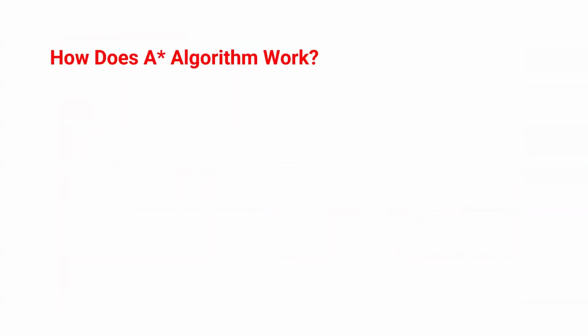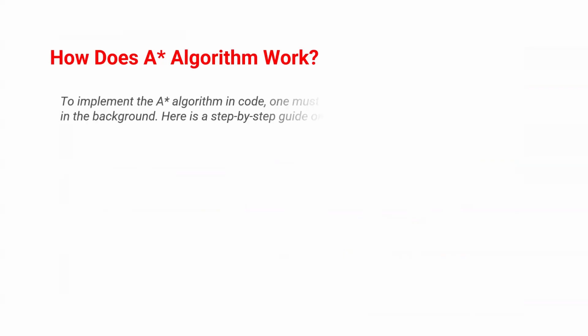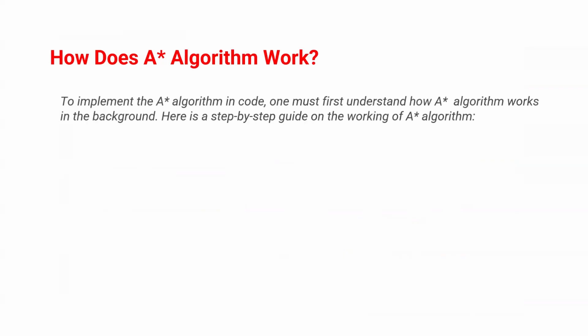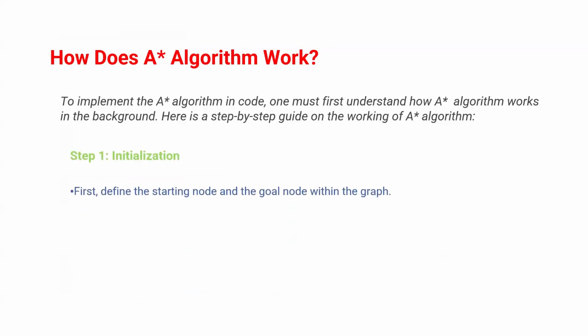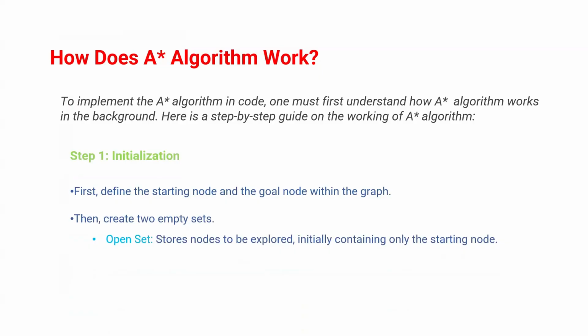So how does the A-star algorithm work? To implement the A-star algorithm in code, one must understand how it works in the background. So here is step-by-step guidance on the working of the A-star algorithm. Let's begin. In step one, the initialization step, first define the starting node and the goal node within the graph. Then create two empty sets, the open set and the closed set. The open set stores nodes to be explored, initially containing only the starting node.